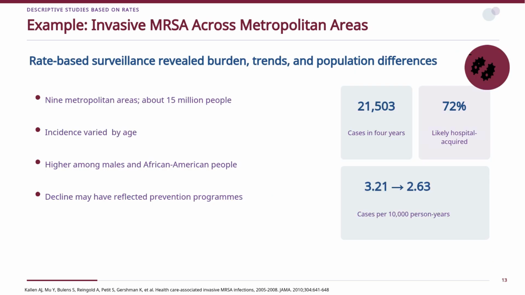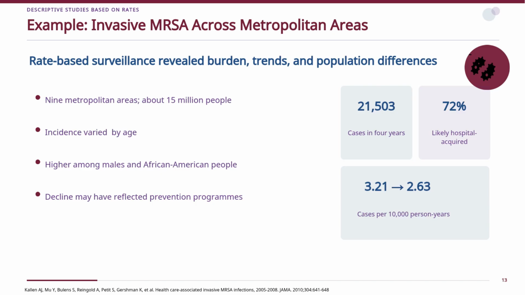This example shows how a descriptive study based on rates can help us understand the burden and pattern of disease in a population. In this study, invasive MRSA was monitored across 9 metropolitan areas covering about 15 million people. MRSA stands for methicillin-resistant Staphylococcus aureus. It is a type of Staphylococcus aureus bacteria that has become resistant to several commonly used antibiotics, including methicillin and related antibiotics. Over 4 years, the study identified 21,503 cases, and about 72% were likely acquired in hospitals.